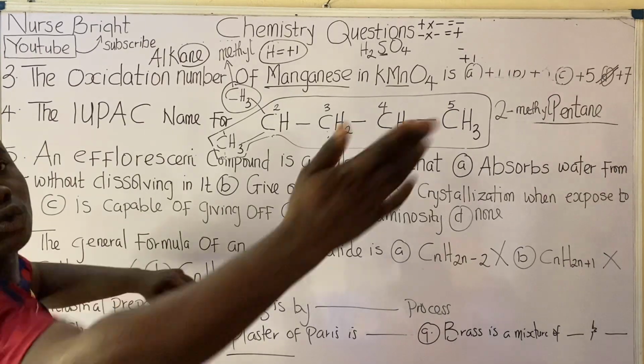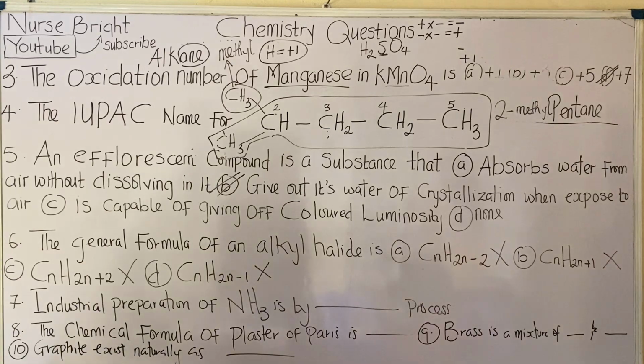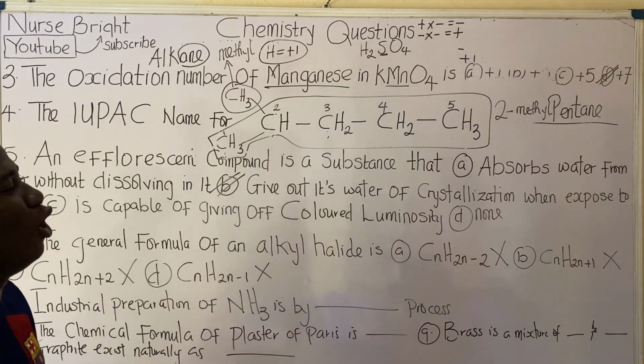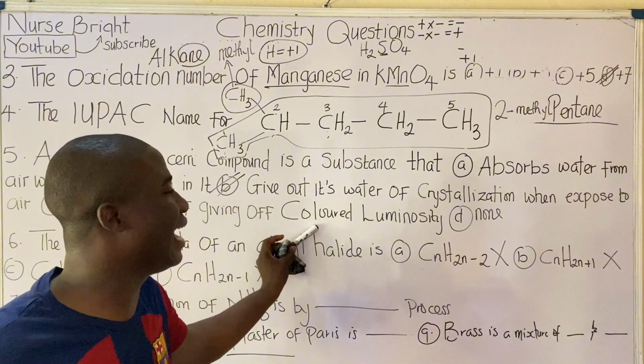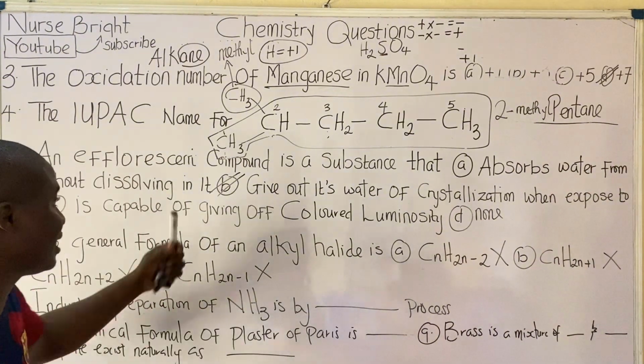Option B, give out its water of crystallization. Very correct. You don't even have to check other options. Option C is capable of giving off colored luminosity. Did we talk about anything like color? No, we did not. So that's out. Option D, none. So the answer is option B.